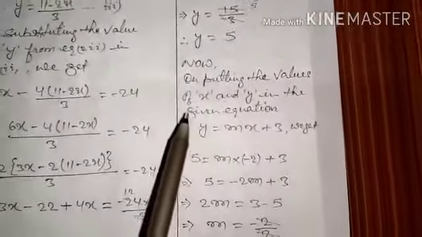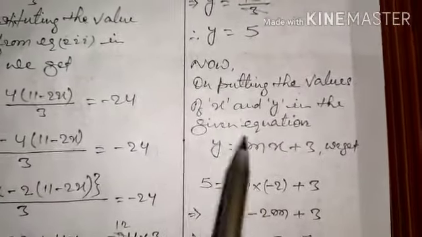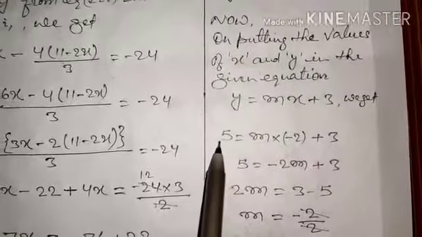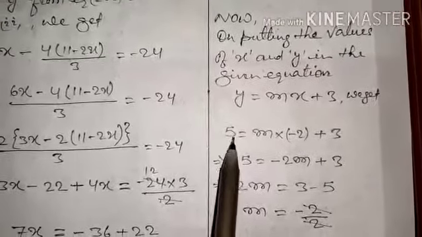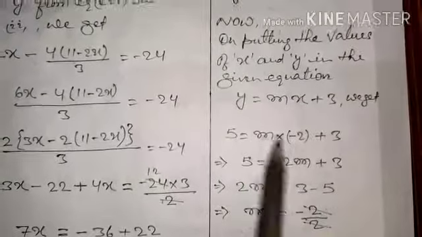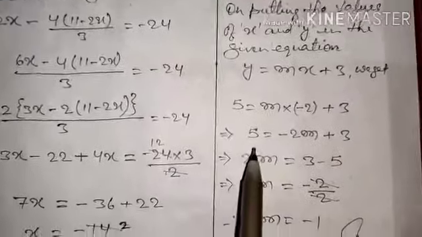So we had obtained the value of x and y. Now on putting the values of x and y in the equation given in the question, that is y is equal to mx plus 3, we get... what are we going to get? So in place of y we had substituted 5, and in place of x we had substituted minus 2, you can see, and other things will remain the same: 5 equals m into minus 2 plus 3. Okay, now solve this equation.